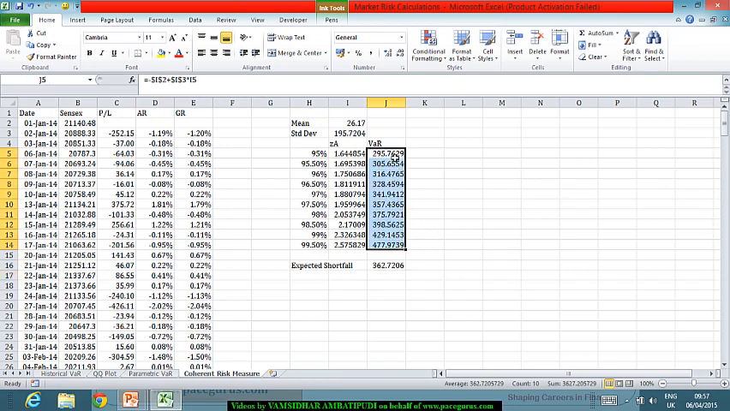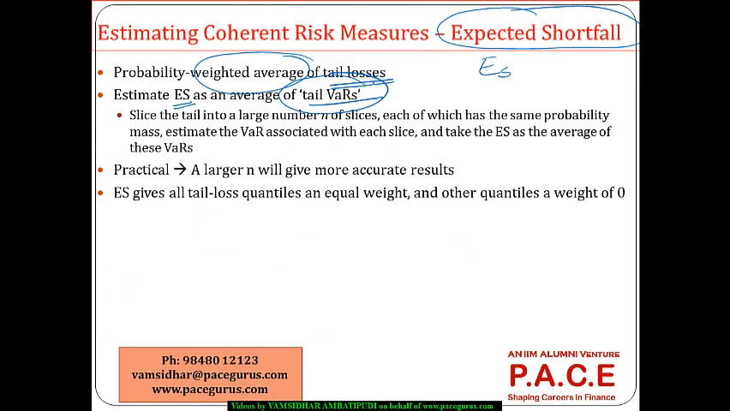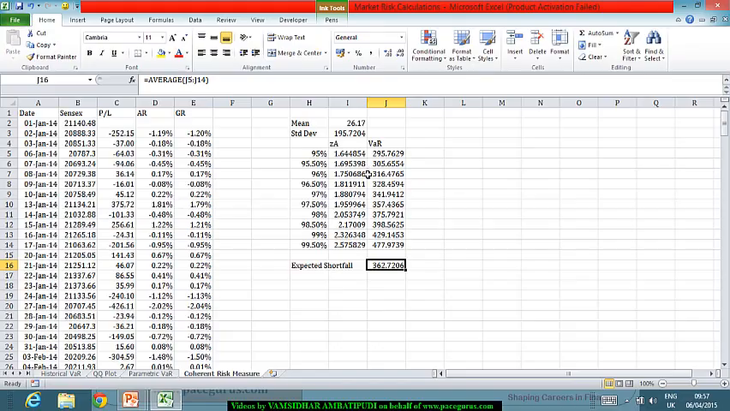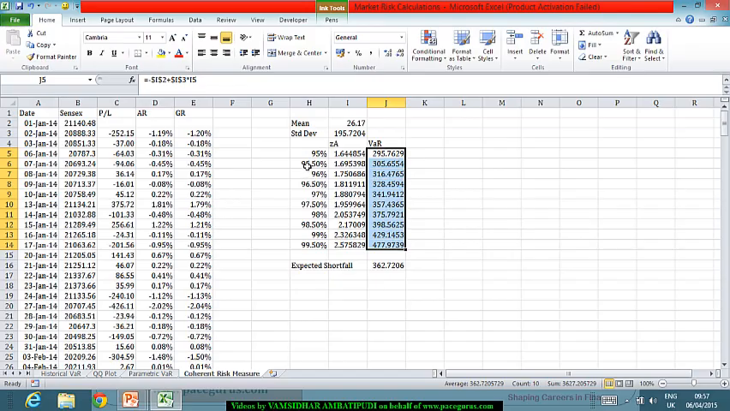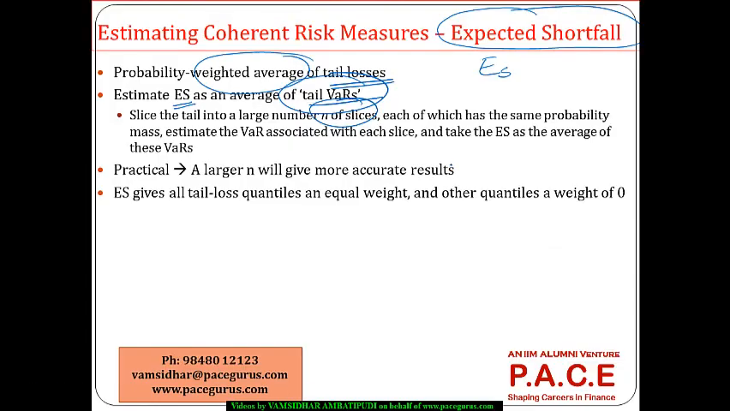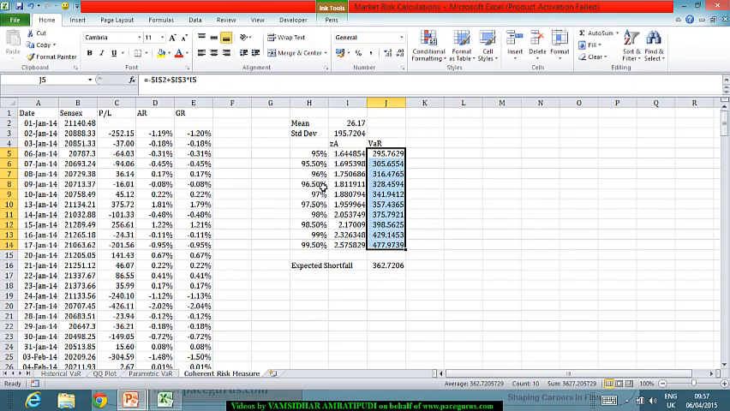So I can estimate the expected shortfall as an average of the various tail values at risk. I compute the value at risk for each of the levels and find the simple average of them. Which means I am slicing the tail into a large number of slices. Here I have sliced it into 10 parts, each slice having the same probability mass, 0.5, 0.5, 0.5. I estimate the VaR associated with each slice, and then take the expected shortfall as the average of all these.